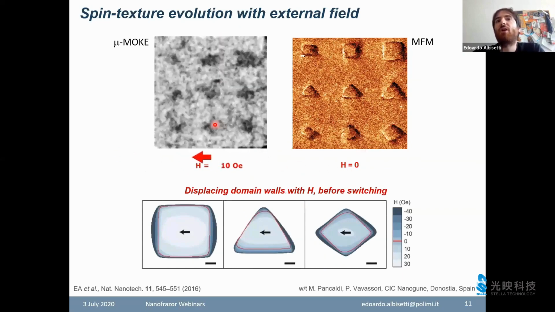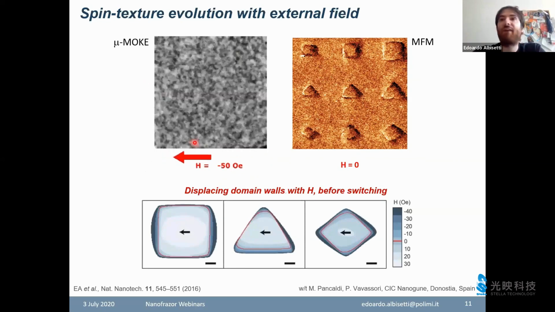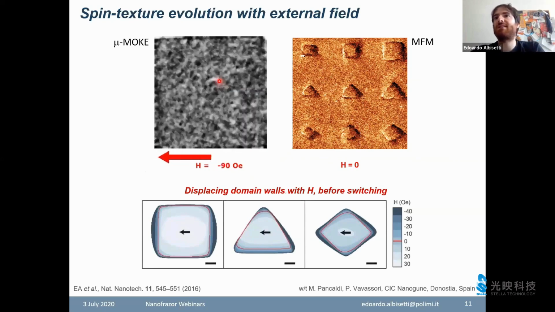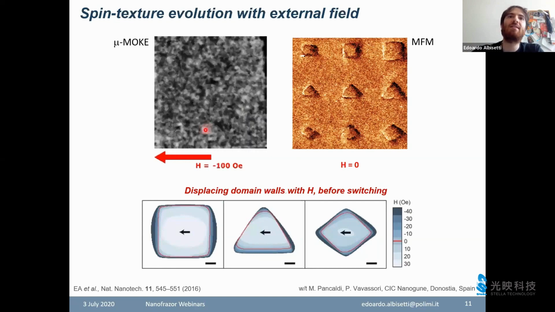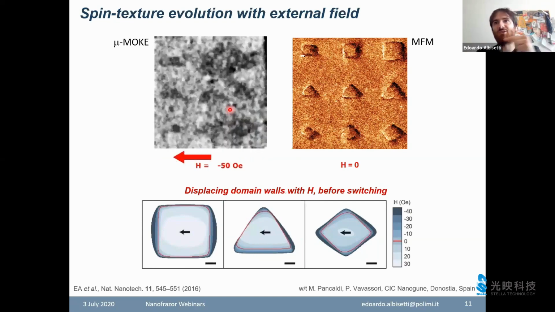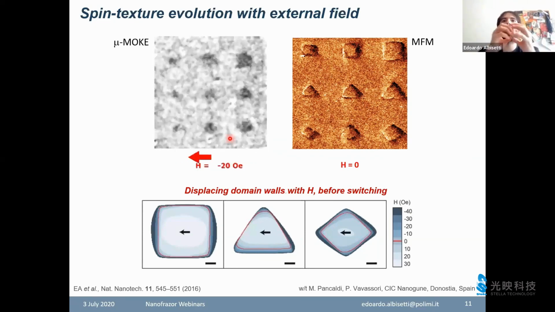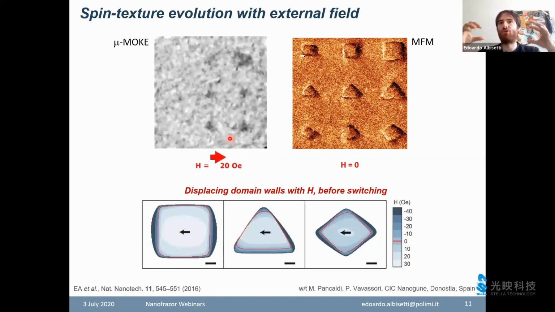This is a magnetic image that exploits an effect called the magneto-optical Kerr effect, which allows you to basically visualize the magnetization as black and white contrast. So when you see black, the magnetization points towards the left, and when you see white, it points towards the right. And you can see that by changing the magnetic field, you can actually modulate the shape of the domains. It's like a breathing motion.